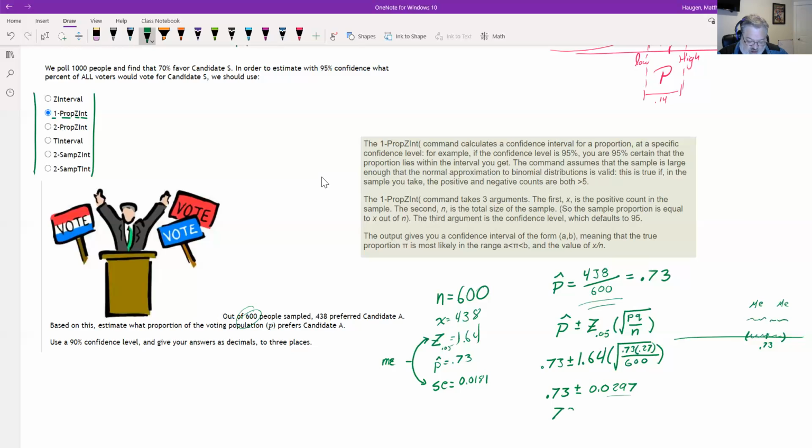So if we were posting this on a candidate site, you'd probably say something like 73%, and then put that little plus or minus 3%. That would be a perfectly normal looking thing to write. They want accuracy to 3 decimal places, and they want it as an interval, right? Yeah, that's right.